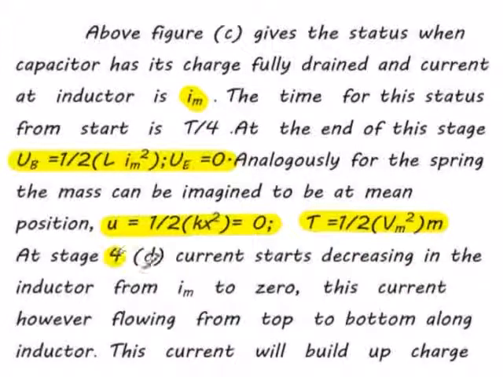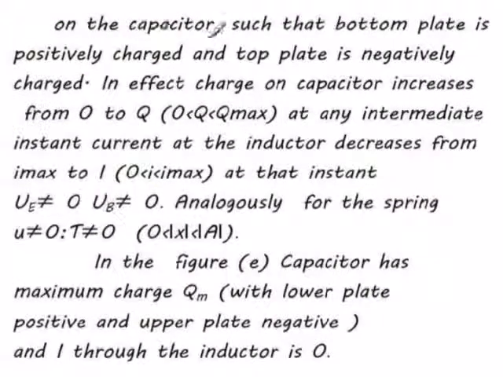At stage 4, that is D, current starts decreasing in the inductor from Im to 0. This current, however, is still flowing from top to bottom along the inductor. This current will build up charge on the capacitor such that the bottom plate is positively charged and the top plate now gets negatively charged. In effect, the charge on the capacitor increases from 0 to Q, such that 0 is less than Q less than Q max at any intermediate instant.